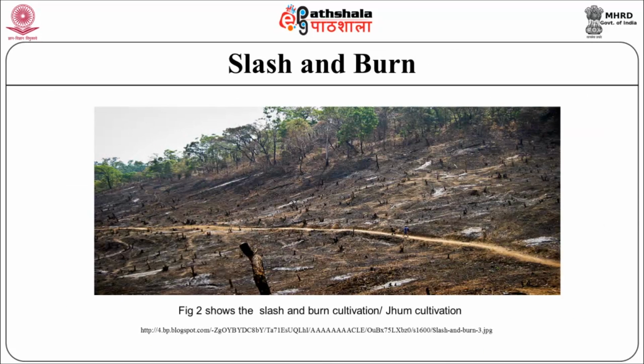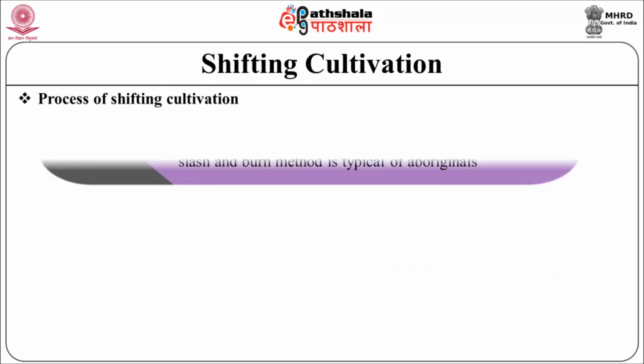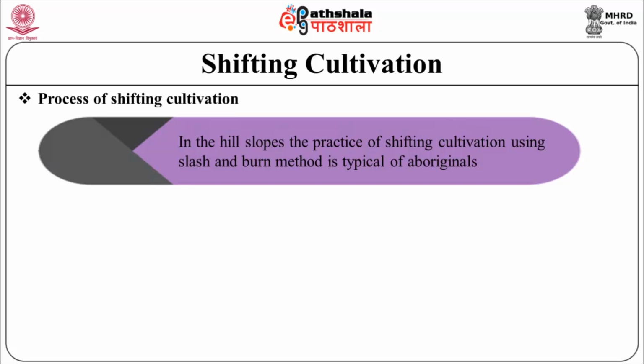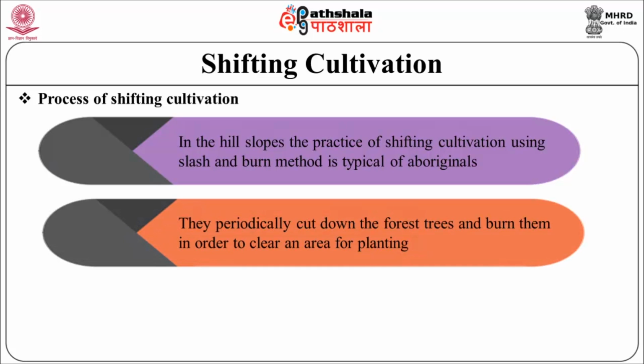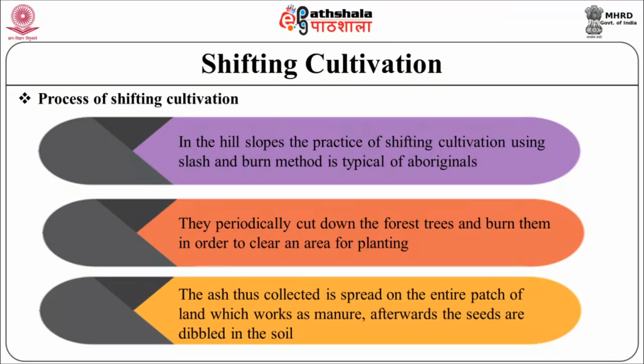Figure 2 shows the slash and burn cultivation, or jhum cultivation. On hill slopes, the practice of shifting cultivation using the slash and burn method is typical of aboriginals. They periodically cut down forest areas and burn them in order to clear an area for planting. The ash thus collected is spread on the entire patch of land, which works as manure. Afterwards, the seeds are dropped in the soil.